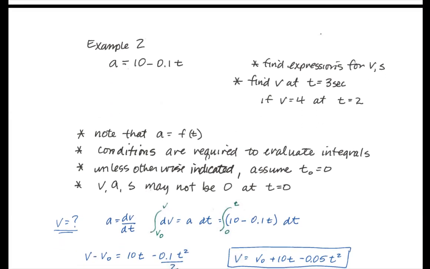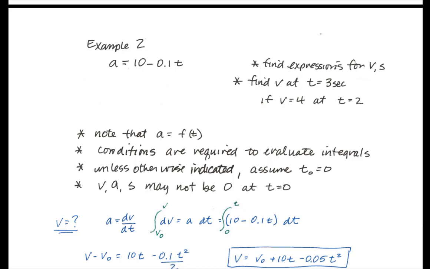All right, here's another example. Here we have acceleration equal to 10 minus 0.1 t, and let's say we want to find expressions for velocity and position. First we find expressions, then we want to find a specific thing: velocity when t is equal to 3 seconds. And here is our conditional situation: at t equal to 2, velocity is equal to 4.